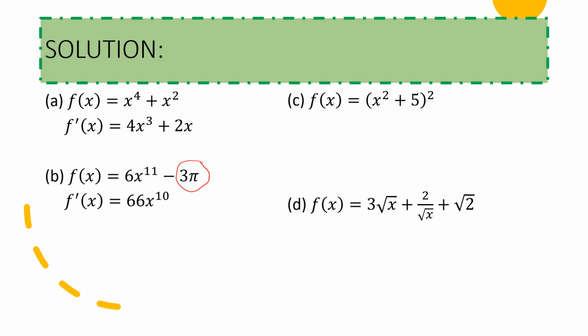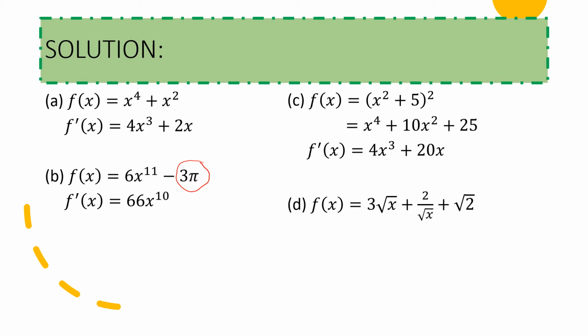C. f(x) equals (x squared plus 5) squared. So we need to expand first. It becomes x to the power of 4 plus 10x squared plus 25. And from that we differentiate. It becomes 4x cubed plus 20x.